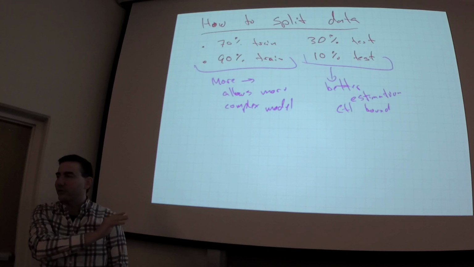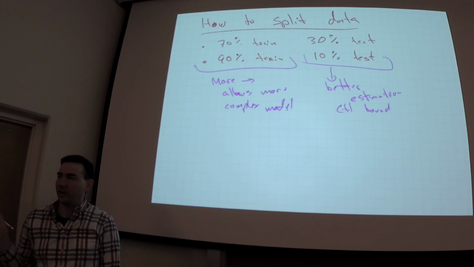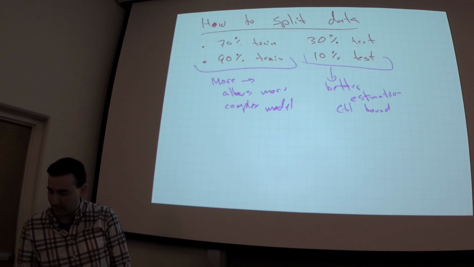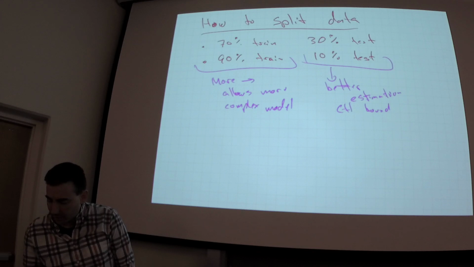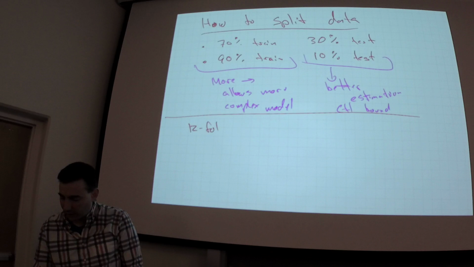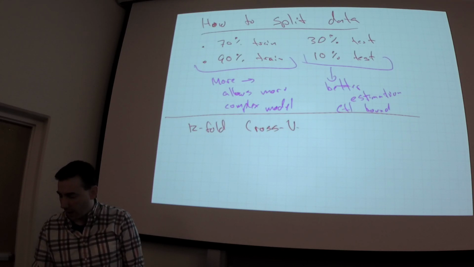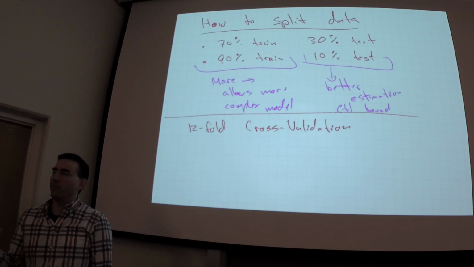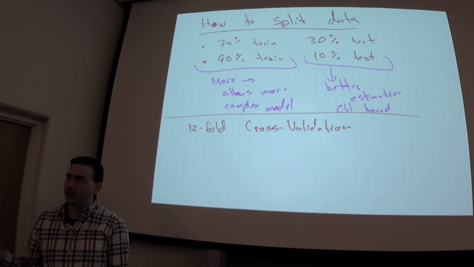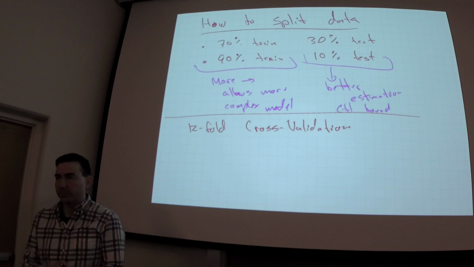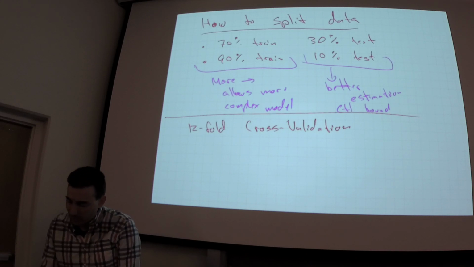There isn't quite a right answer in the homework. I think you'll do roughly a 33-66 split. There are other variants of this. One is k-fold cross validation. And this is, again, usually most useful on smaller data sets, where I want to split the data in multiple ways.